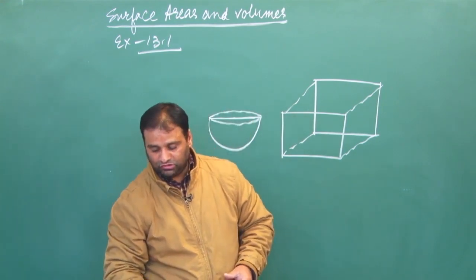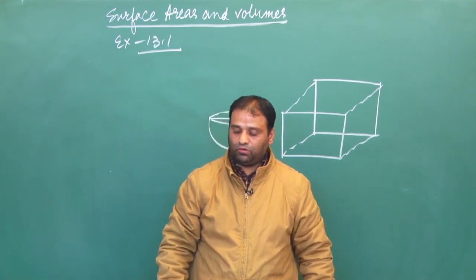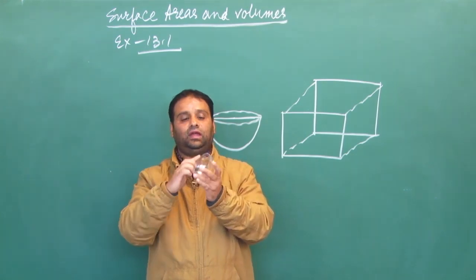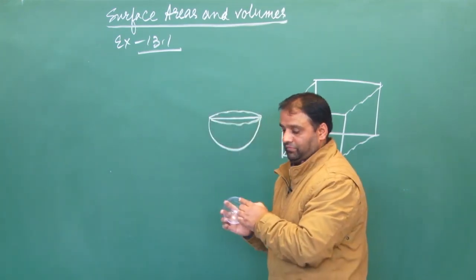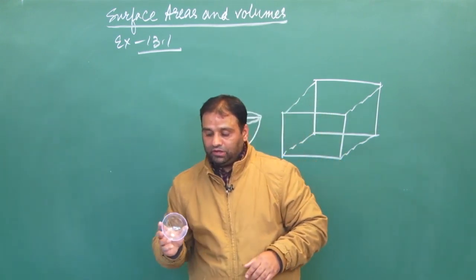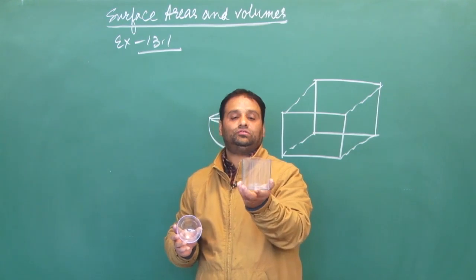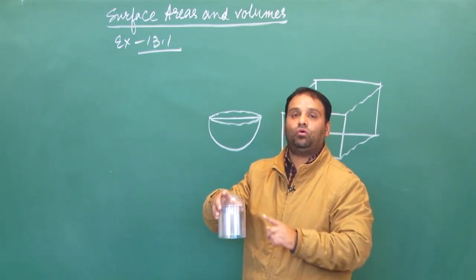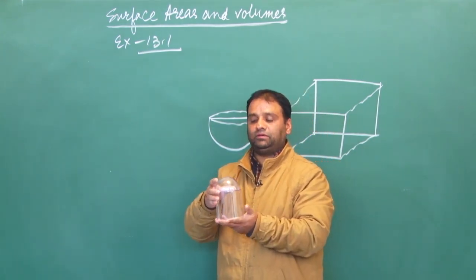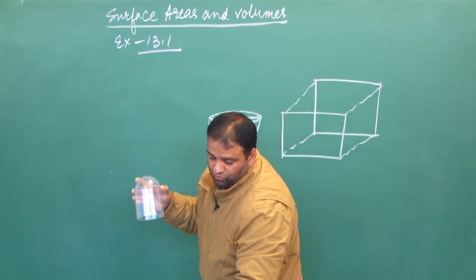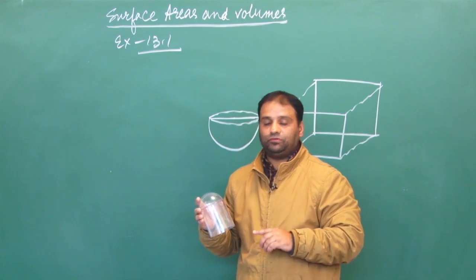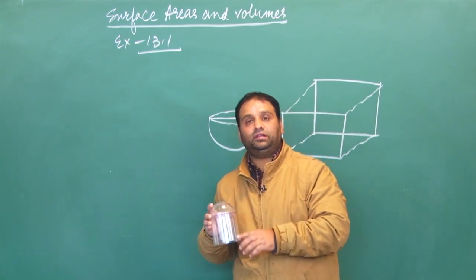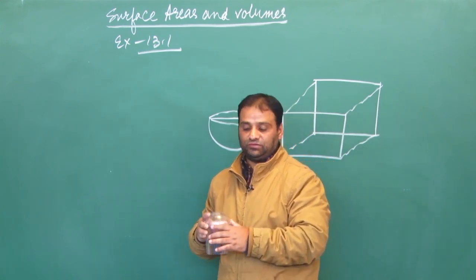Suppose we are given a question that a vessel is in the form of a hollow hemisphere. Now this is the hollow hemisphere, hollow from inside, and it has a circular base mounted by a hollow cylinder. Now we take this as a hollow cylinder and it is mounted on that. That means one of the surfaces of the cylinder is covered by the hemisphere, and the figure becomes like this. Then we are given that the diameter of the hemisphere is 14 centimeters, because it is exactly mounted on the cylinder, so we take the diameter of the cylinder equal to 14 centimeters as well.